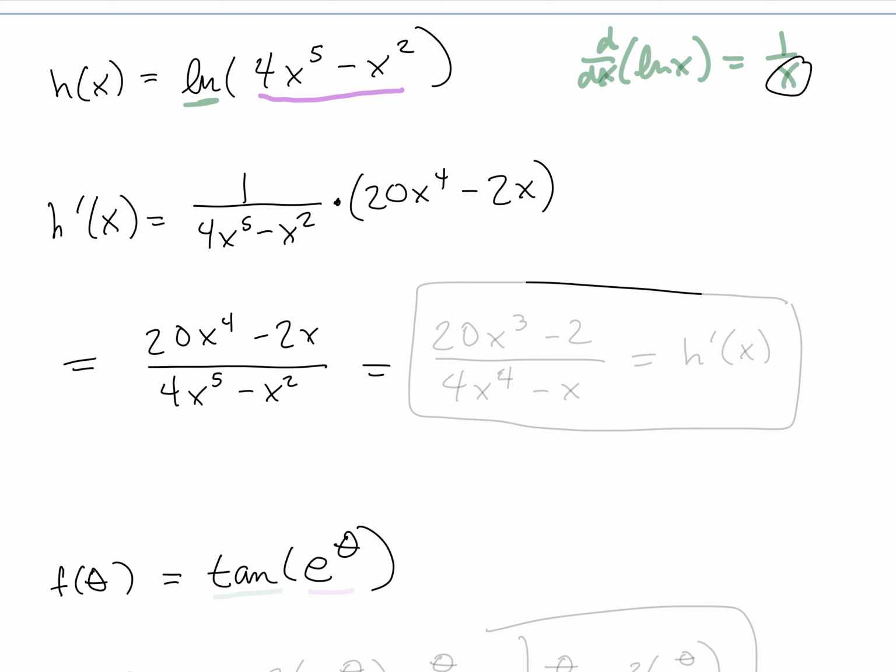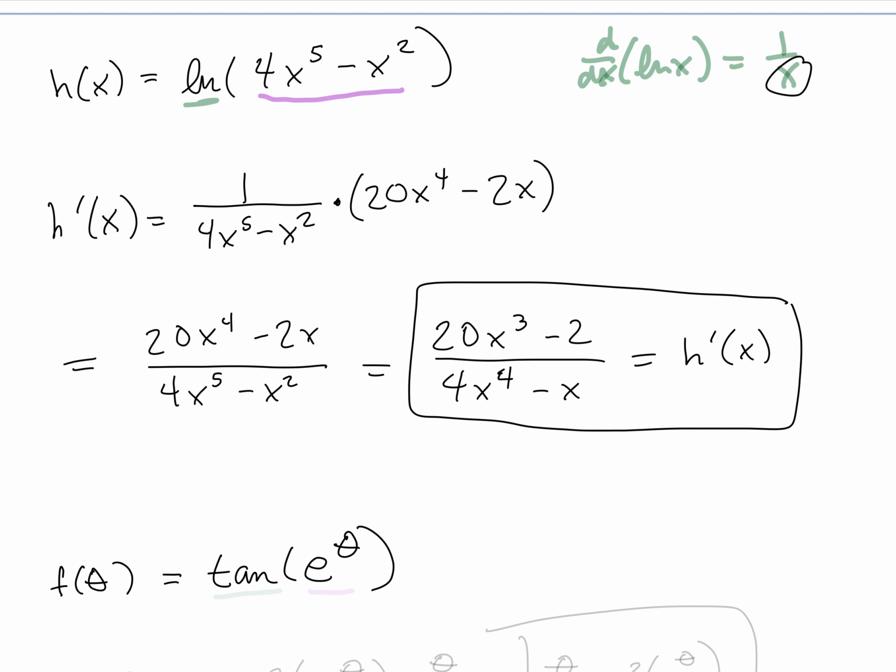If we want, we could take an x out of each of those terms. So we can cancel an x out of each of those terms. That's equal to 20x to the 3rd minus 2 divided by 4x to the 4th minus x. And that is our derivative, h prime of x.